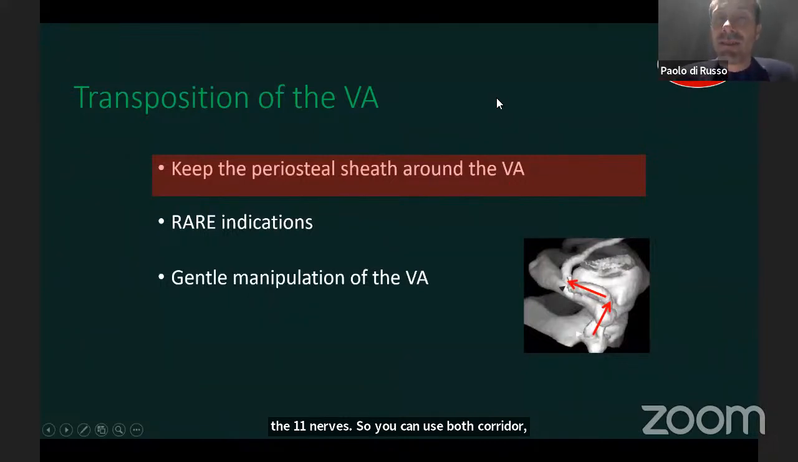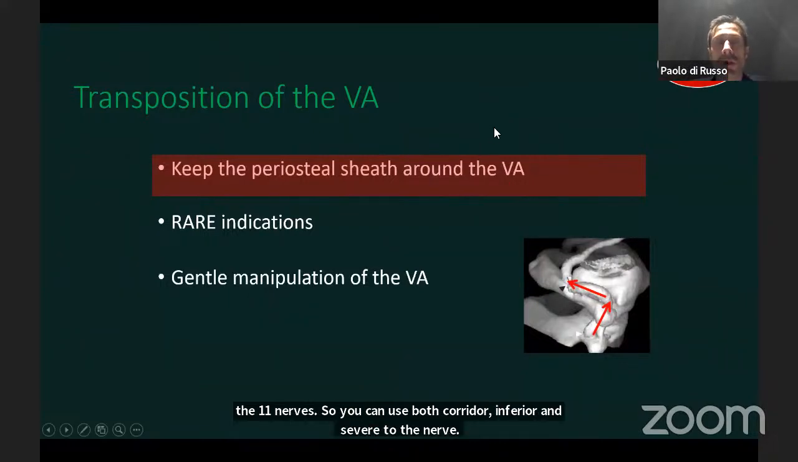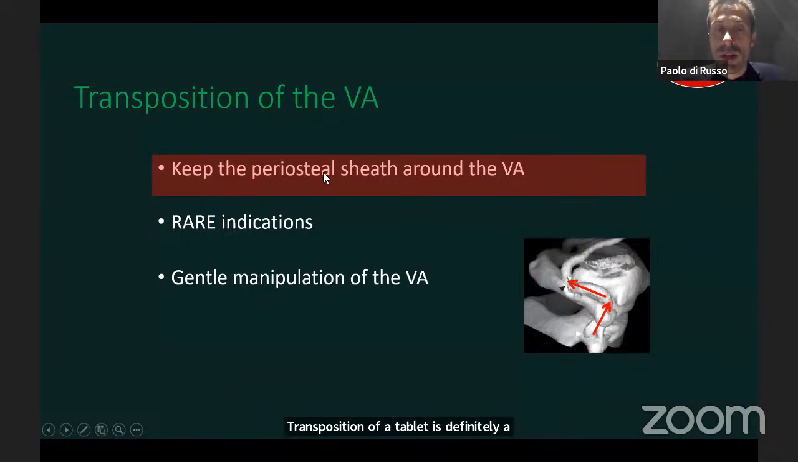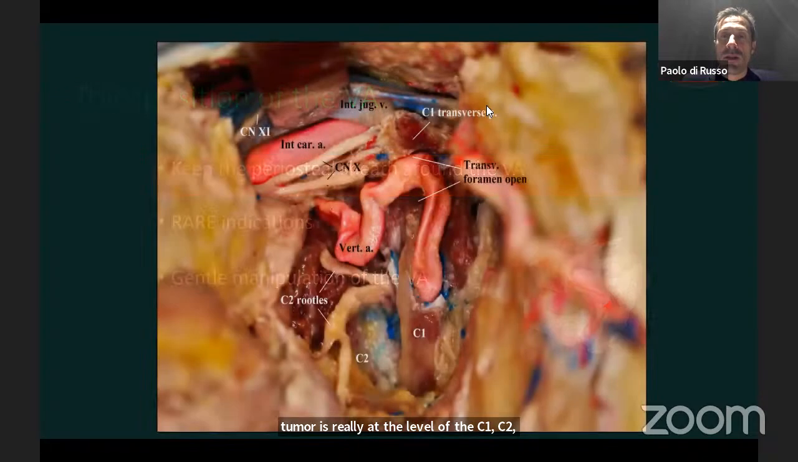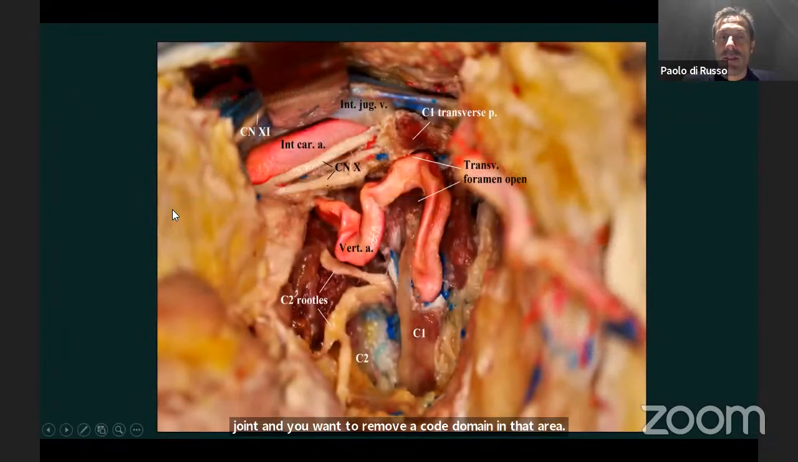Transposition of the vertebral artery is definitely a risky procedure, so you need to be aware of how to do it. Keeping the periosteal sheath around the vertebral artery is really important to preserve it and to avoid important bleeding. There are really rare indications to do it, only if the tumor is at the level of the C1-C2 joint and you want to remove a chordoma in that area. So we are above the 11th nerve, here, which is protected by the fat pad.